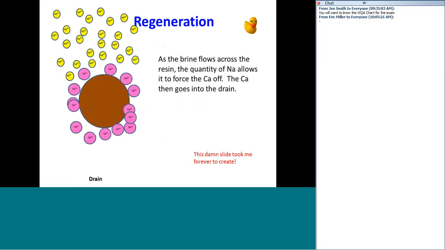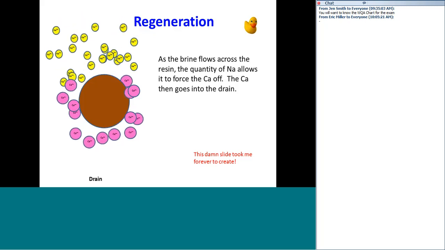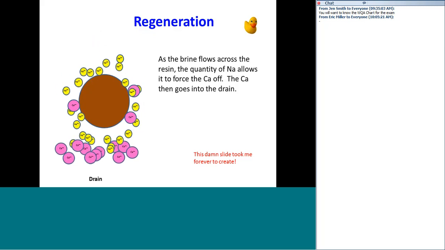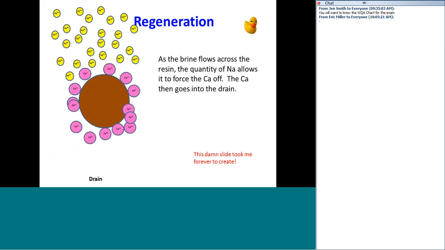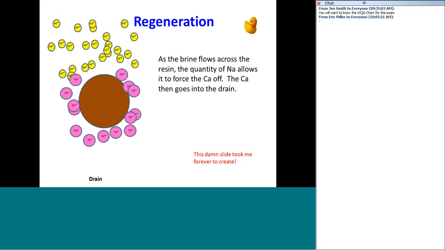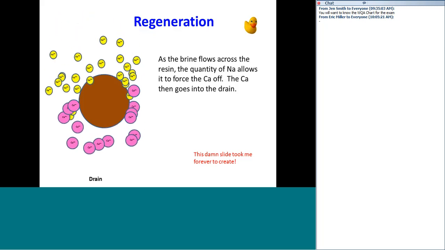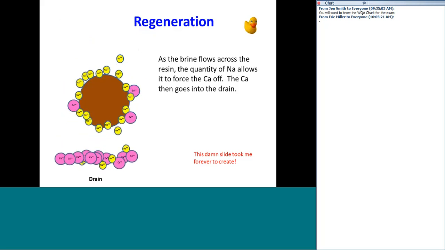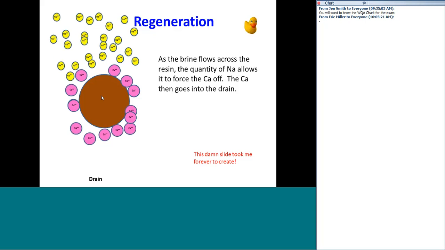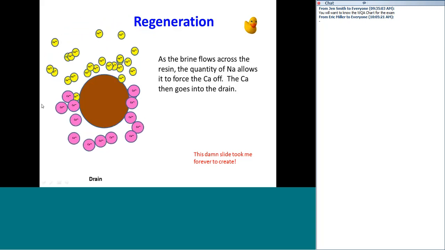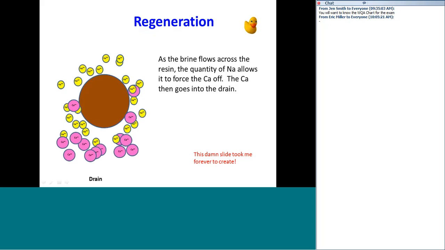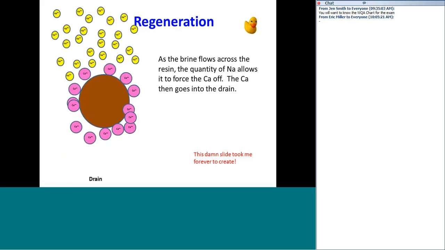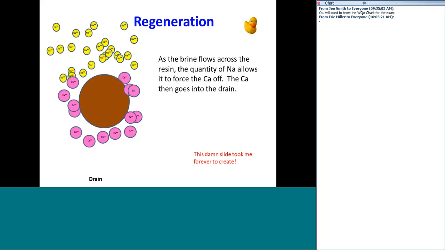So as the brine flows across the resin, this is the regeneration process, right? You're bringing in a huge amount of sodium. And even though it's weaker and smaller than the calcium, because there's so much of it, it's able to recharge that resin. Basically, this resin bead is the mountain. Okay, we're going to play king of the mountain. A fully charged resin bead has a bunch of sodium ions sitting on it, just like that picture right there.